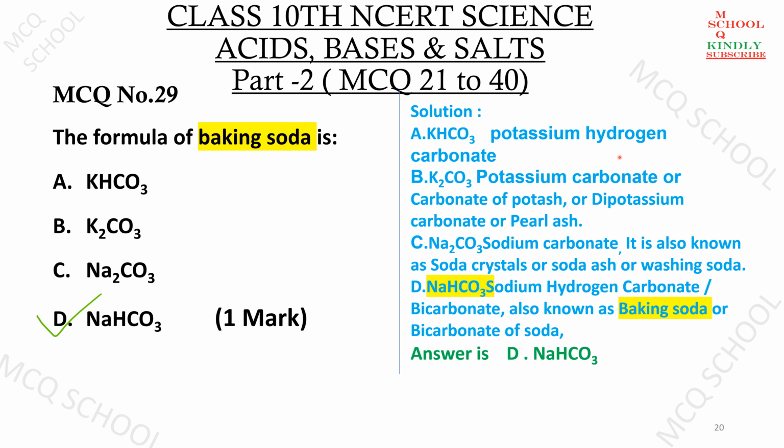Potassium hydrogen carbonate is mostly known by its own chemical name, while potassium carbonate is also known as carbonate of potash, dipotassium carbonate or pearl ash. Similarly, sodium carbonate is also known as soda crystal, soda ash or washing soda. Sodium hydrogen carbonate is also known as baking soda or bicarbonate of soda. Hence the answer is D, sodium hydrogen carbonate.